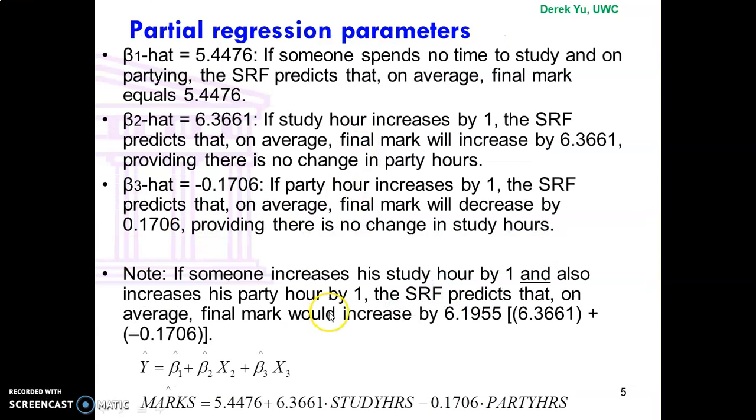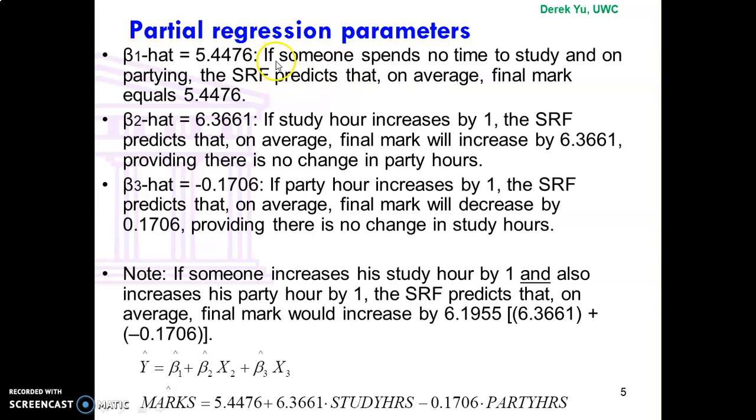And then the next part has to do with the interpretation, and the important thing is to talk about the ceteris paribus conditions. Okay, so let's start with the constant. B1 hat, 5.4476. It actually means what happens to your y hat when all your x's, x2 and x3, are both equal to 0.